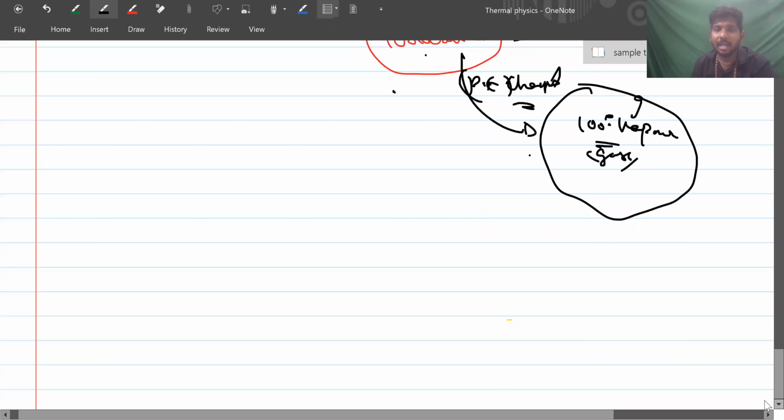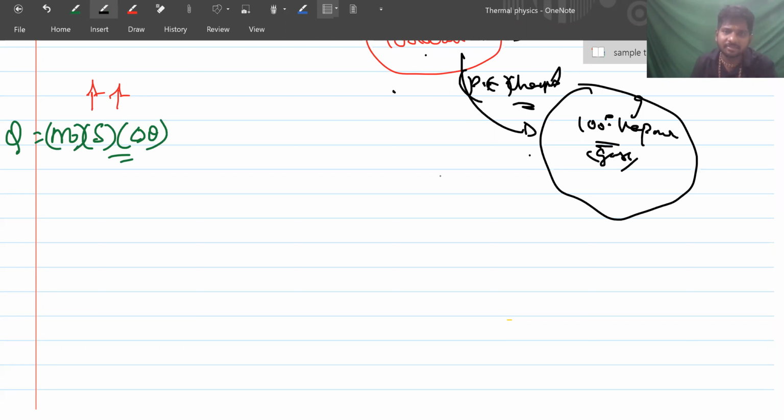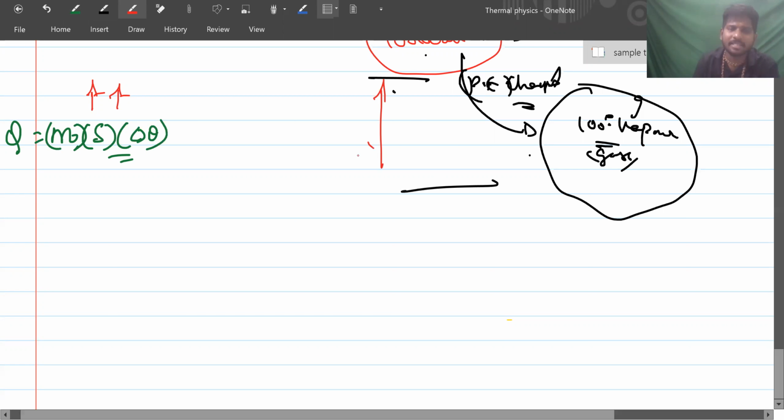But you tell me, calculate. We know that when there is a temperature change, rise or decrease, we have a formula: Q, the energy required, is equal to the mass of the substance times the specific heat of the substance times delta theta, right? Yes, sir. But here, when there is a phase change, what is the temperature change? It was 100 degrees only, no, sir, from the start. Then if you apply this formula, Q is equal to M into S into 0, so the answer will be 0.